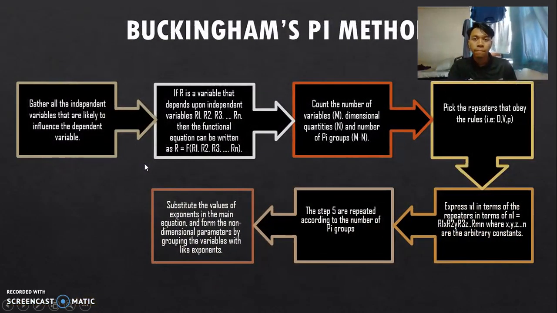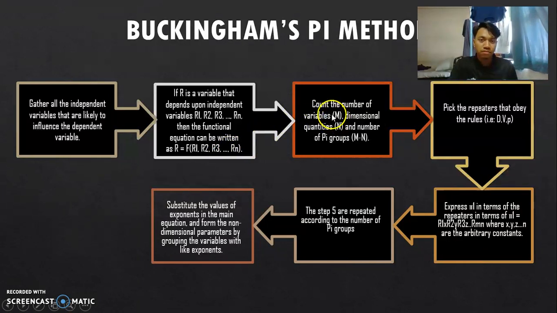Next, now I'll explain about Buckingham's pi method. Firstly, gather all the independent variables that are likely to influence the dependent variable. Next, if R is a variable that depends upon independent variables such as R1, R2, R3 until Rn, then the functional equation can be written as R equals F of R1, R2, R3 until Rn.